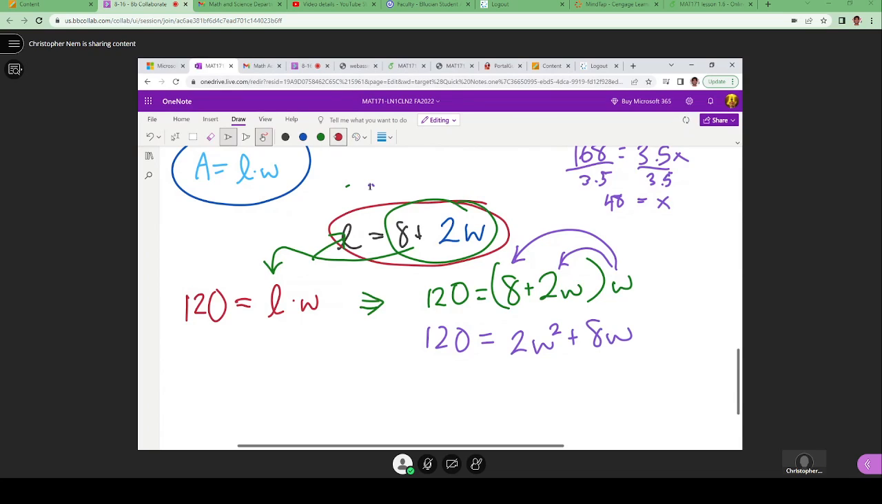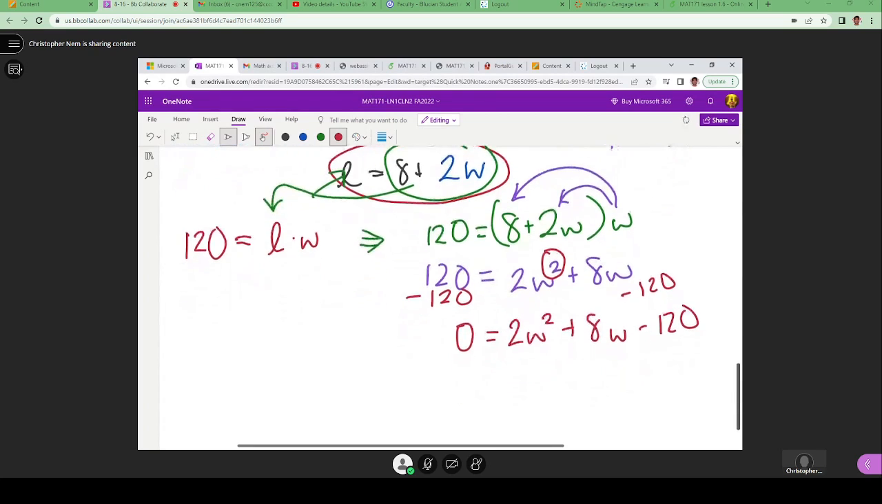Now this is a quadratic because we see the degree 2. So if you look at your quadratic, I would love to factor it if possible. But to factor it, I need to set it equal to 0. So let's set it equal to 0. I don't know if this is factorable or not. Who knows? So I got 0 is equal to 2W squared plus 8W minus 120. Oh, is this factorable? Who knows?